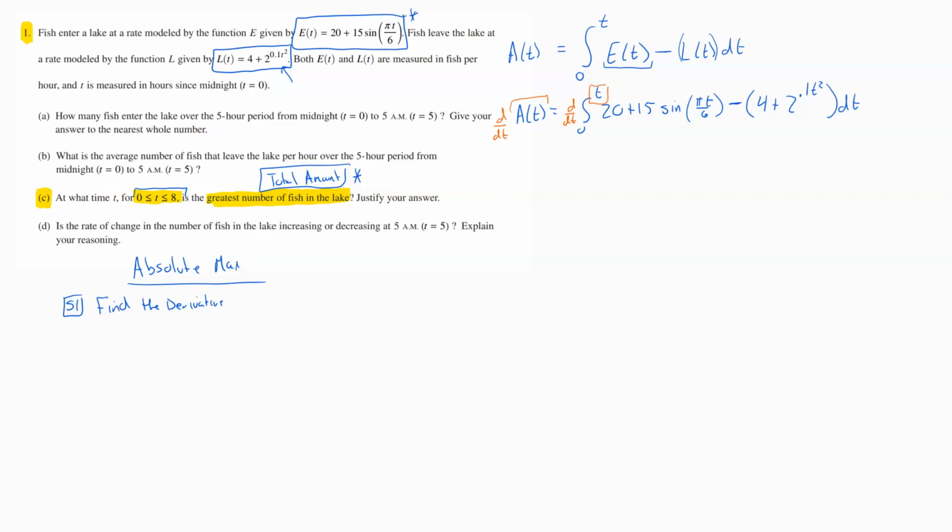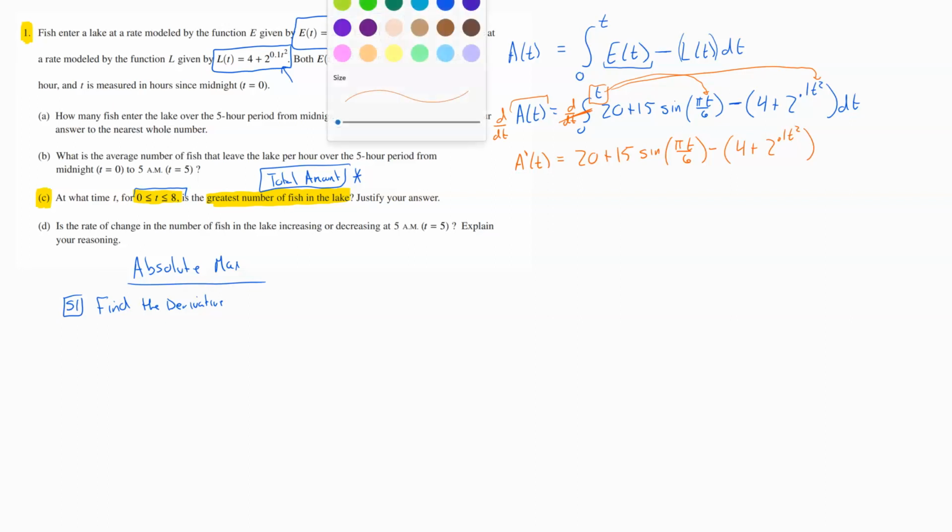And what that does is on the left side here, we end up with A prime of t. And on the right side, the fundamental theorem of calculus says really derivatives just cancel out antiderivatives. So that variable just drops straight into our equation. So our A prime of t is going to equal 20 plus 15 sine of pi t over 6 minus parentheses 4 plus 2 raised to the 0.1 t squared. So that is our derivative right there using the fundamental theorem of calculus, part 1.